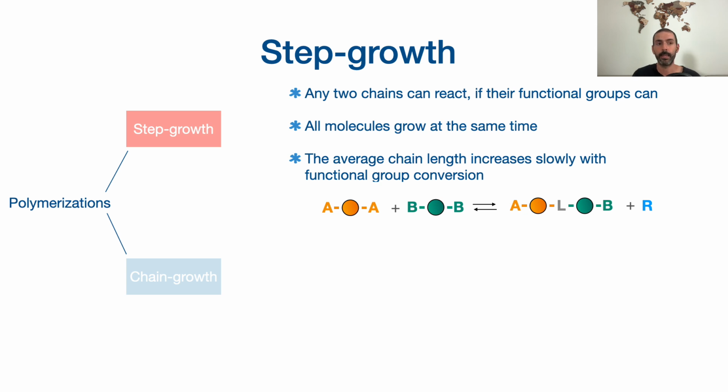And 3, and this is something which we only indirectly mentioned, but the average chain length increases slowly with functional group conversion. Since, as we saw, we first need to build up many oligomers, so shorter chains. So at the beginning we only have monomers. Then the molecular weight increases to dimers and trimers and such, but we don't have very long chains. This will happen only very late in the reaction when the conversion is almost all done. We will see more later on.